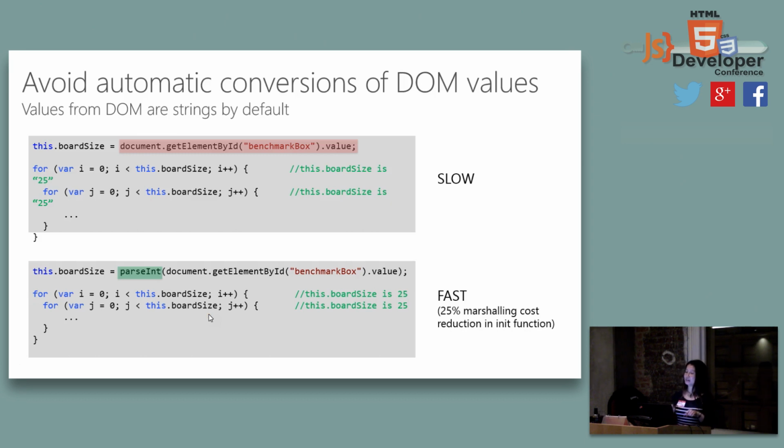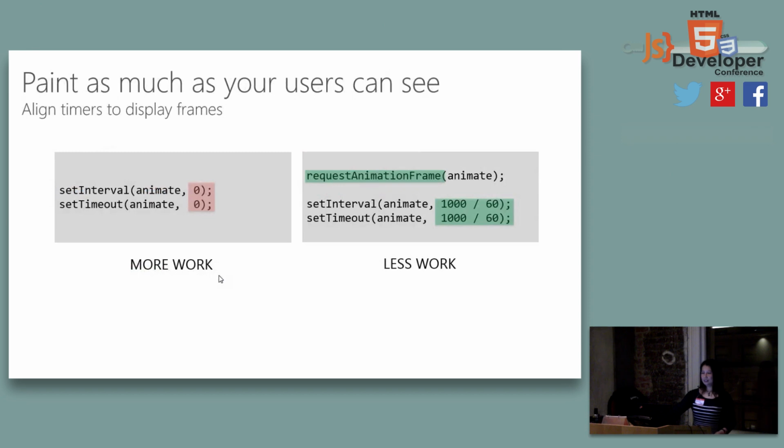Do not underestimate that. Just by doing that alone, based on one of the benchmarks, you save 25% of marshalling cost reduction for the init function. So that's a pretty major thing, right? When I show this code, everybody says, hey, this is stupid. Why are we doing this? Why don't I just parse it? So a lot of times, go back to your code, take a look. Are you doing this? Are you parsing it correctly? Are you actually caching the data correctly?